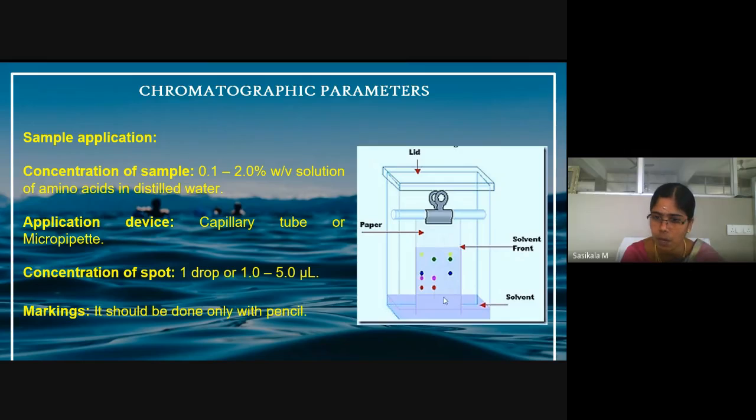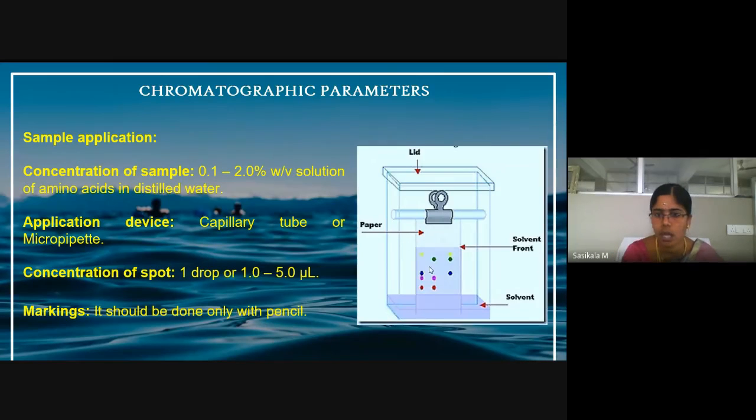So if you spot 3 or 4 samples in the same plate, same paper, it will be overlapping and you won't get well separated spots. So to avoid overlapping, the effect of tailing will also occur. If you spot more sample, you will not get well separated individual spots. Instead you will get all mixed spots with each other. So to avoid that, we need to use minimum, very diluted samples of only 1 drop.